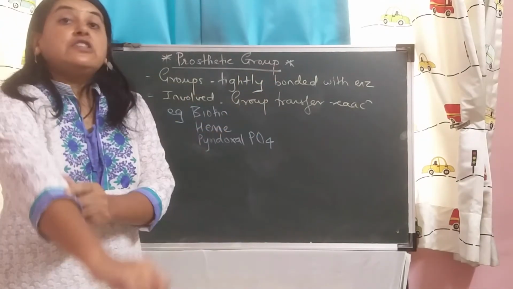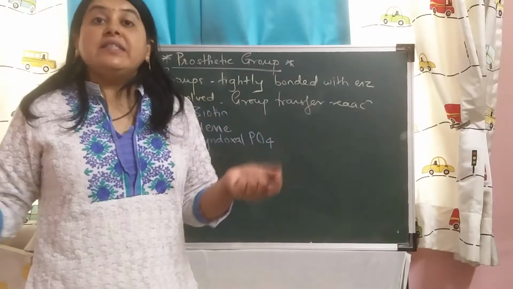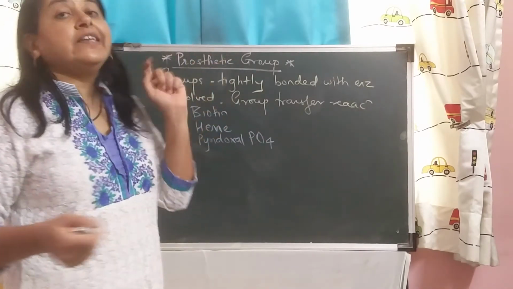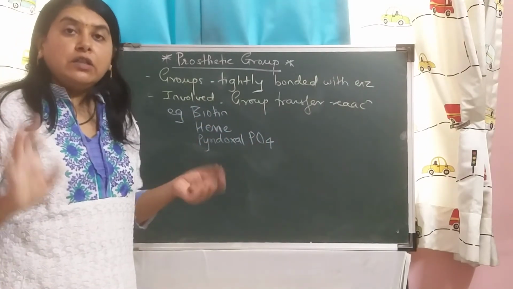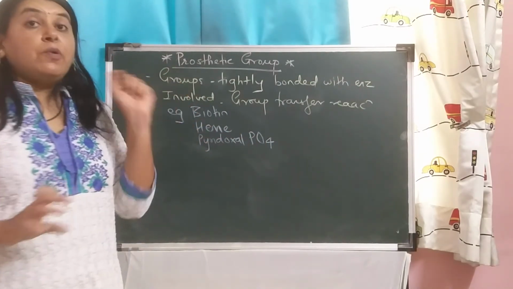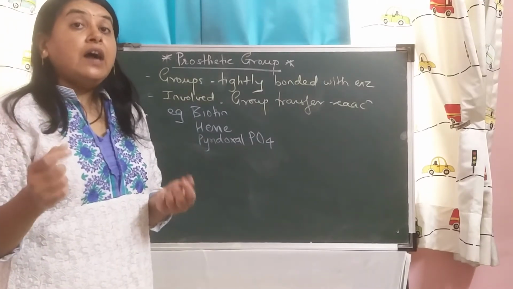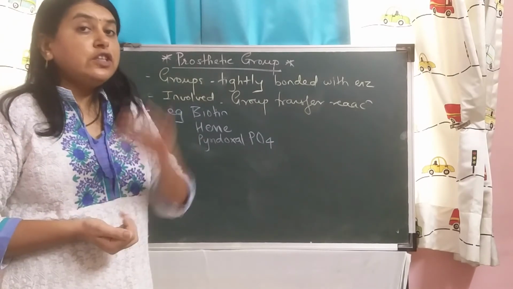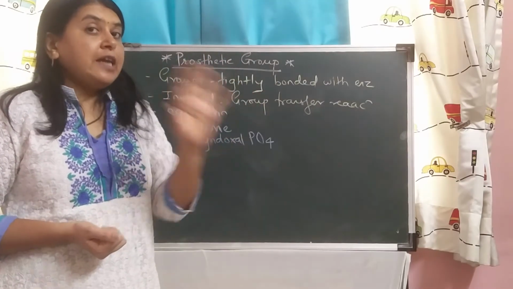So what will be asked to you in the exam? Which group is tightly bound to the enzyme? And the answer is prosthetic group. Okay, you can just go through these examples, you need not learn all of them. Fine, so this is about prosthetic groups. Now, the next important part is inorganic ions. We have finished with the organic part, right? Organic factors, coenzymes and prosthetic groups.